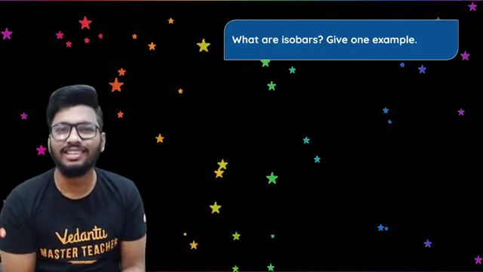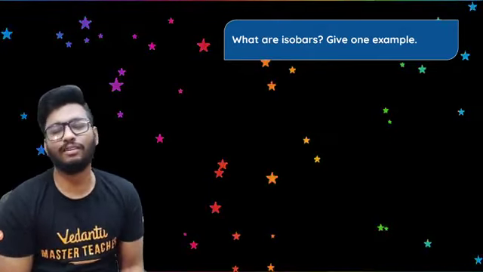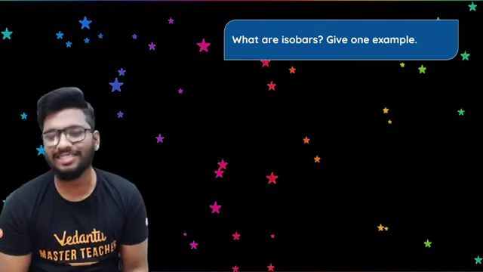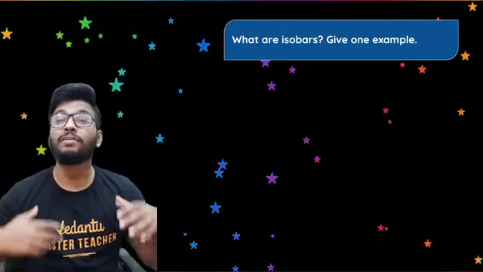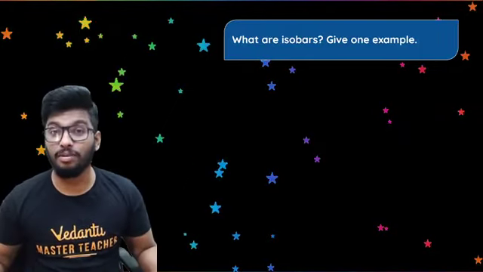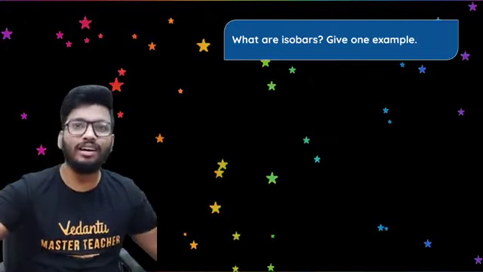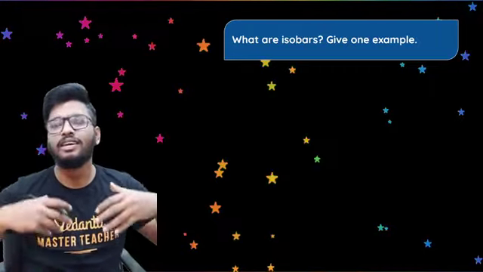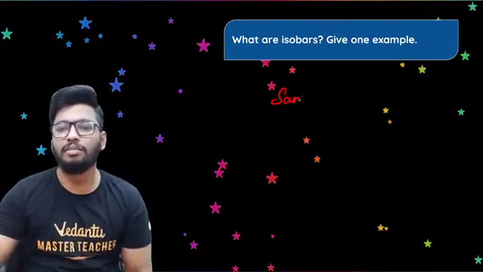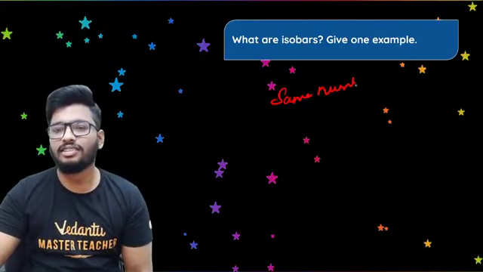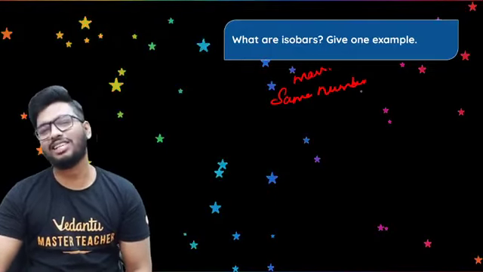This was the homework question that I asked you in the previous session. The question was, what are isobars, and give one example. The answer to this question is quite simple, guys. Isobars are atoms of different elements having different atomic numbers but the same mass number. They have different atomic numbers because they are two different elements, but the same mass number. That is what is called isobars.